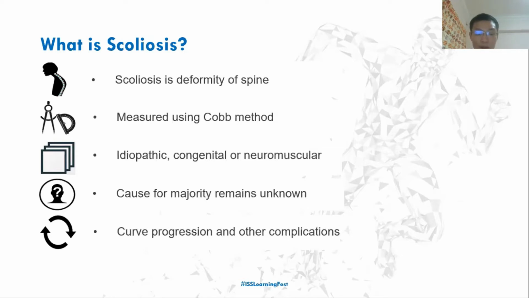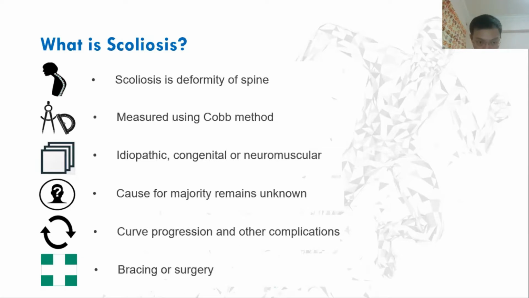And if scoliosis is not treated, it will lead to curve progression and other complications such as pain, shortness of breath, and even low self-esteem. Today, the treatment types include wearing a brace or undergoing operation to correct the spine posture.